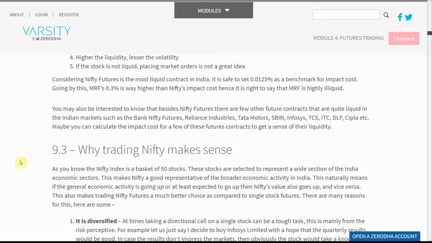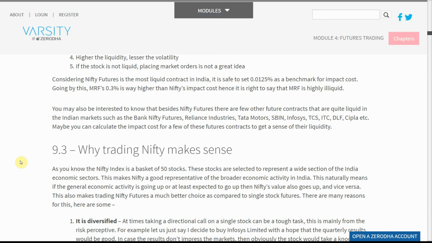You may also be interested to know that besides Nifty futures there are a few other futures contracts that are quite liquid in the Indian markets, such as the Bank Nifty futures, Reliance Industries, Tata Motors, SBIN, Infosys, TCS, ITC, DLF, Cipla, etc. Maybe you can calculate the impact cost for a few of these futures contracts to get a sense of their liquidity. 9.3 Why trading Nifty makes sense.